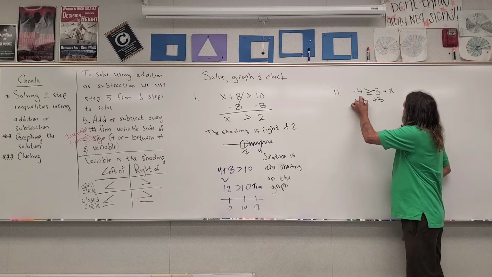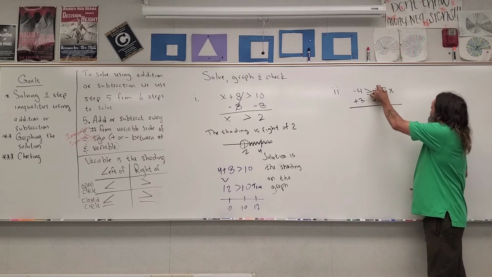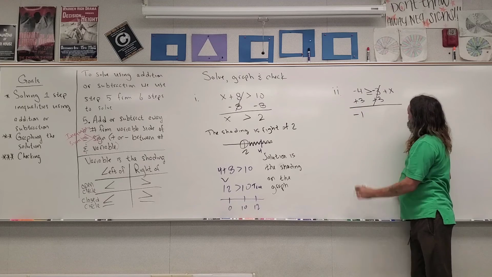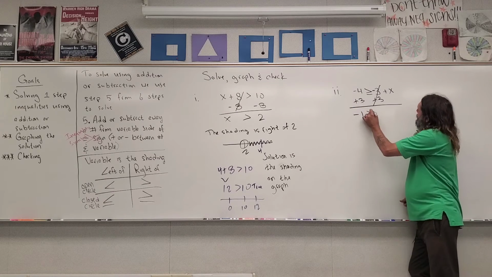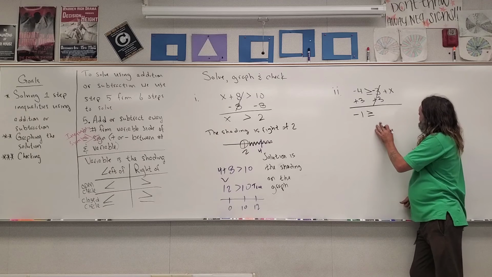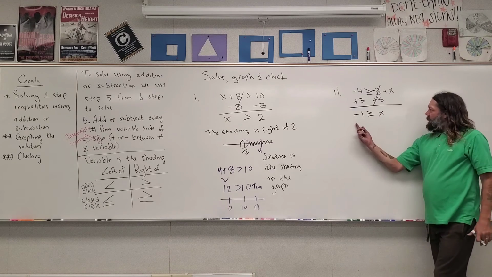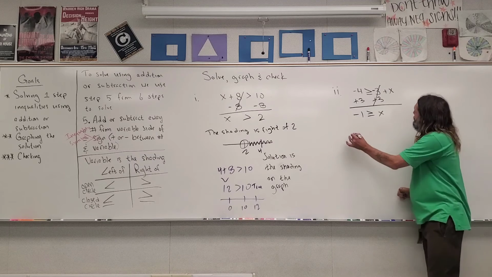Plus 3, plus 3. That cancels out and becomes 0. I owe you $4, I give you $3, you tell me I owe you $1. That is greater than or equal to, or on the right side of, or at, the shading. So -1 is right of or at the shading.